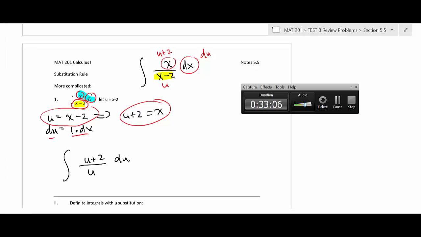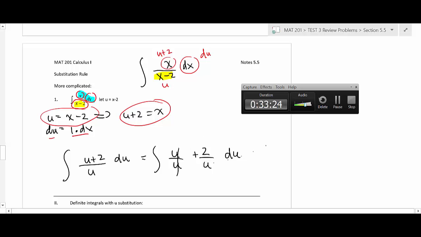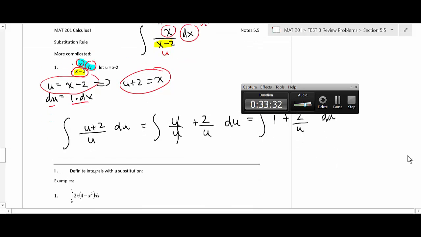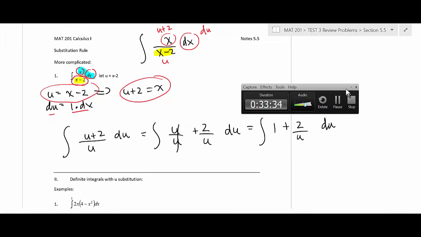Sometimes students do, sometimes they don't. Now, is this an integral that you could do? Yeah, you could break this up and write this as u over u plus 2 over u times du. You can split that fraction up into two parts. Well, that would be 1, so that's going to be the integral of 1 plus 2 over u times du. Now let's see if we can get this integral done.